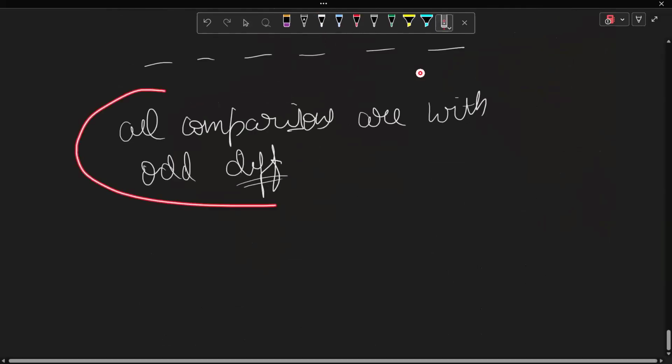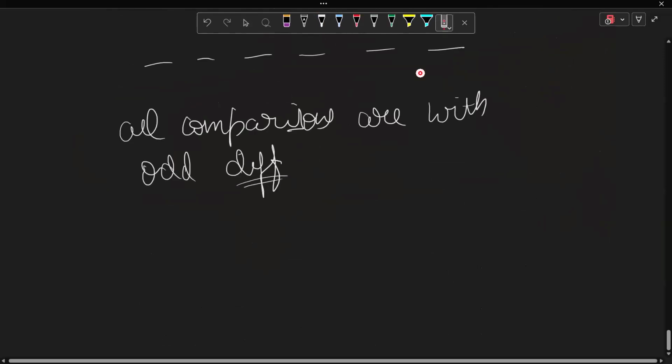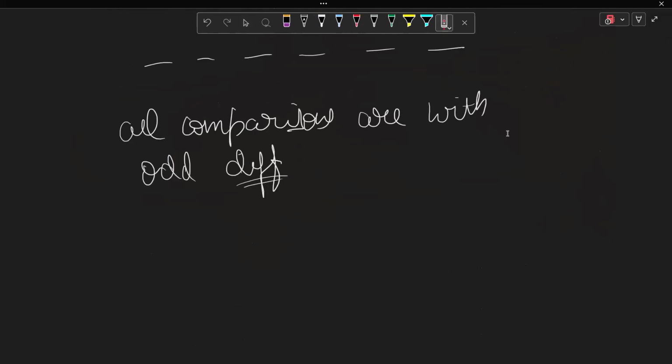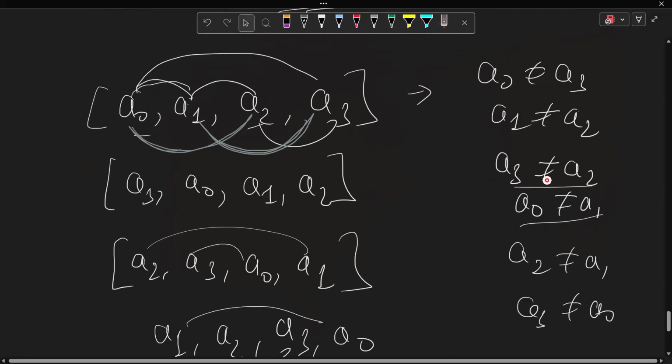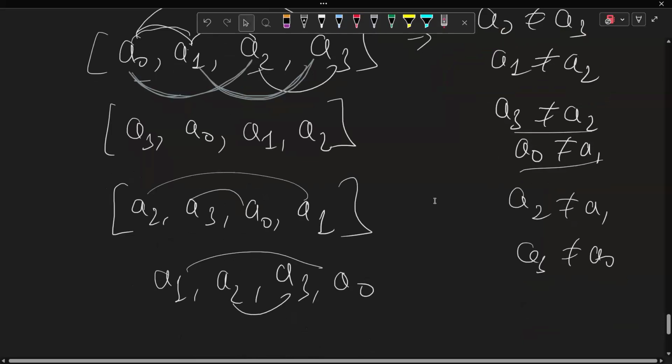What does odd difference mean? It means one of them would be at an even index, one of them would be at an odd index. If you look at this, there are no two elements of the same kind. This is even, this is odd. Odd, even, odd, even, odd, even. Okay. So all the comparisons are between an even and an odd.